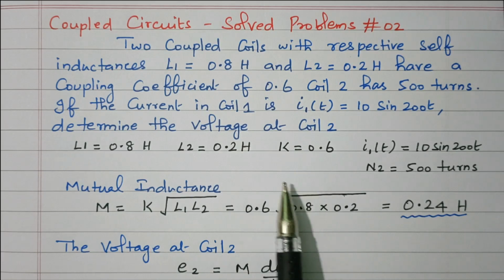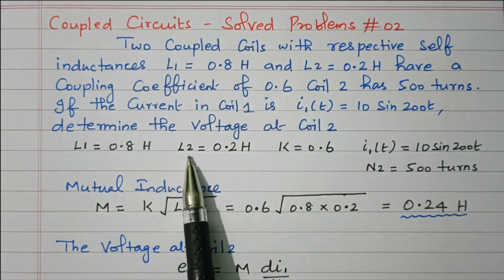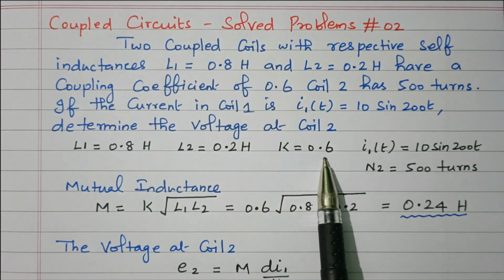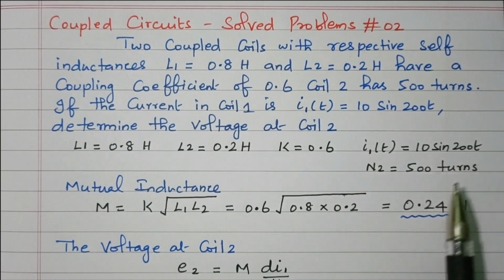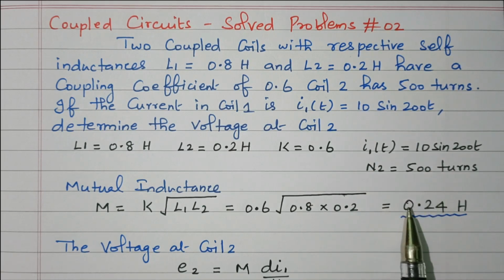2. So in the given problem, L1 is 0.8 Henry, L2 is 0.2 Henry, the coupling coefficient is 0.6, the current in the first coil is 10 sin 200t, and the number of turns in the second coil is 500. Our aim is to find the voltage induced in the second coil.